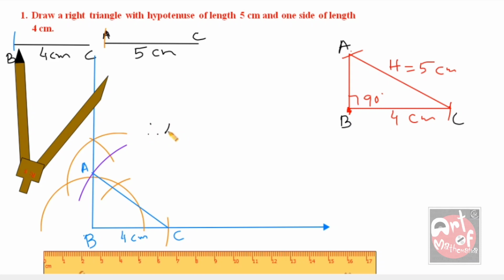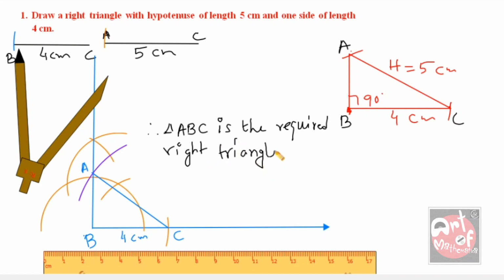Therefore, triangle ABC is the required triangle. Required right triangle. Let me write right triangle. Right angled triangle or right triangle. Right triangle. Okay.